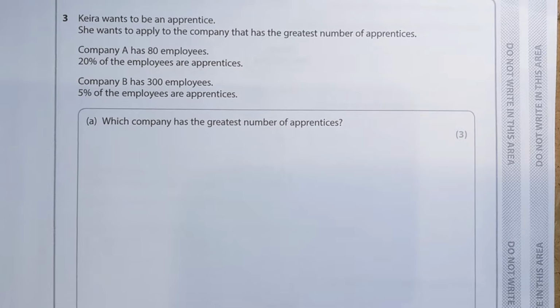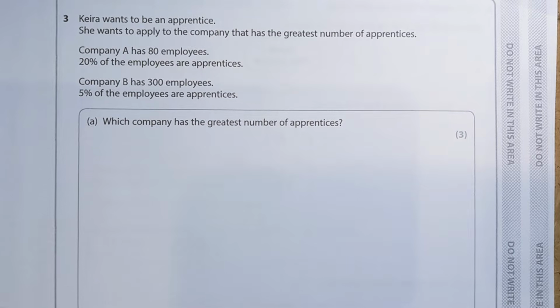Okay, let's straighten this up. Question 3. Kira wants to be an apprentice. She wants to apply to the company that has the greatest number of apprentices. Company A has 80 employees. 20% of the employees are apprentices. Company B has 300 employees, and 5% of the employees are apprentices. Which company has the greatest number of apprentices?